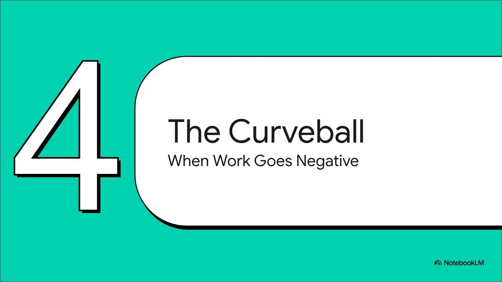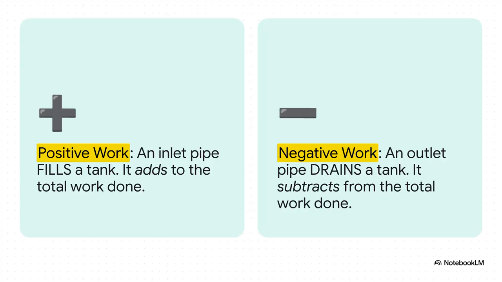Okay, I'm impressed, you're impressed, we're all impressed with the LCM method. So let's throw it a curveball. What happens when something, or someone, is actively working against you? The concept is actually really simple. Just think of a pipe filling a tank. That's positive work. You're adding to the total. A leak or an open drain, on the other hand, is negative work. It's taking away from the total.